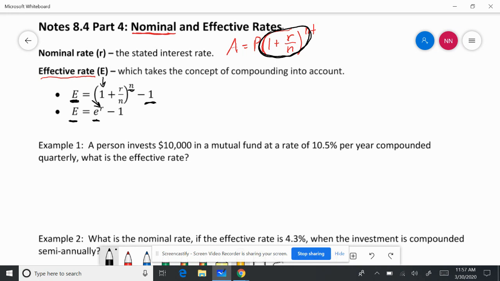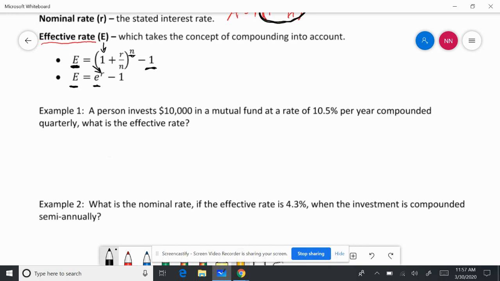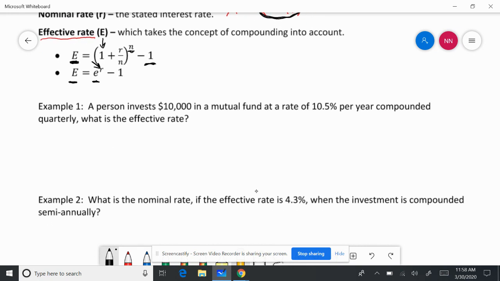So if we look at our first example, what we have is a person investing $10,000 in a mutual fund at a rate of 10.5%. Now, when it just basically says rate, we're assuming nominal rate. The only time that we're going to assume effective rate is if it says effective rate. So in this case, we're finding the effective rate. We have our nominal rate, which is just our rate, and it's compounded quarterly.